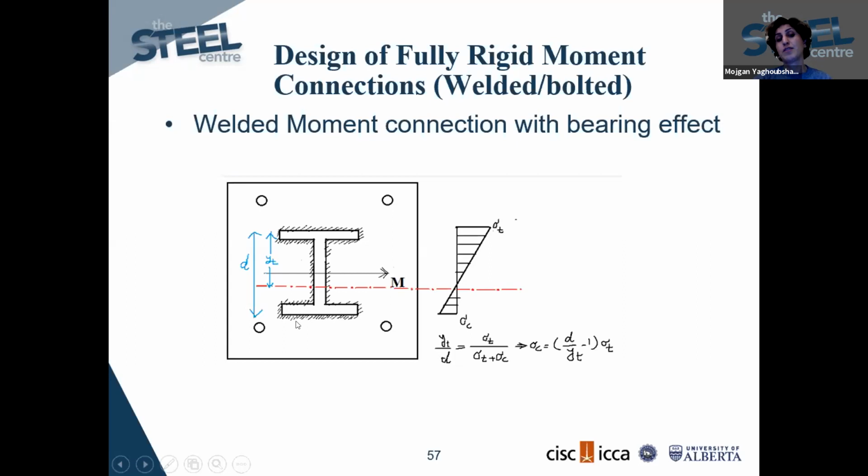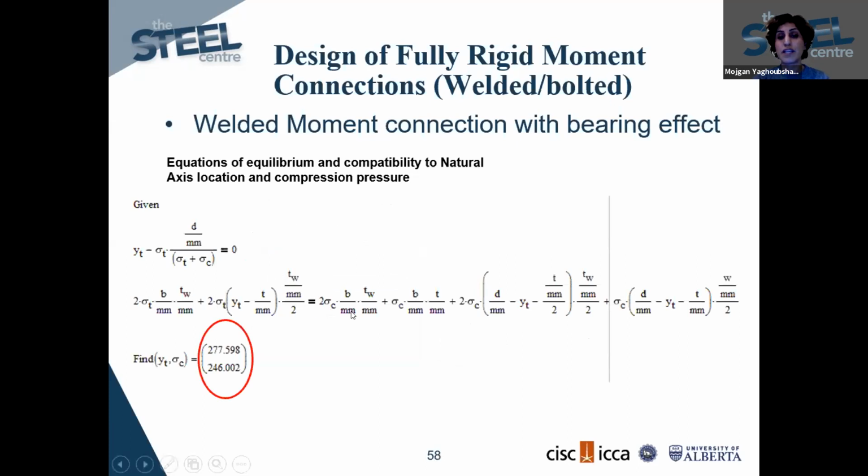So in running the formula, we can count on the compression of that portion of the W shape as well. We basically need to run the equations of equilibrium and compatibility. This can be simply done in MathCAD. All engineers use MathCAD to run the calculation, and then we can find the location of the neutral axis and then the compression strength.